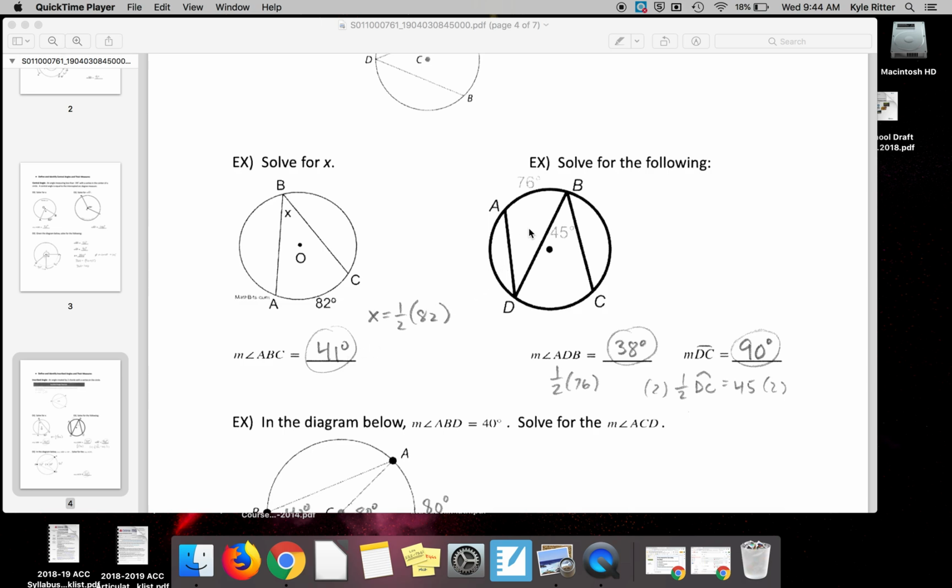Over in this example, let's start off by finding angle ADB, which again is going to be half of its corresponding arc up here, so half of 76. Means that our angle is going to measure 38 degrees right there.